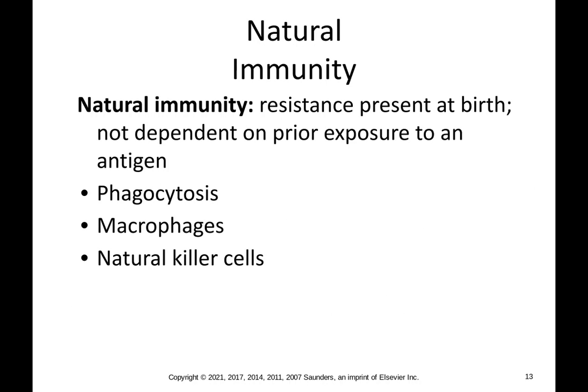So natural immunity is when your resistance is present at birth. So it does not depend on prior exposure to an antigen. So natural immunity would be provided by phagocytosis, macrophages, and then other natural killer cells inside the body.